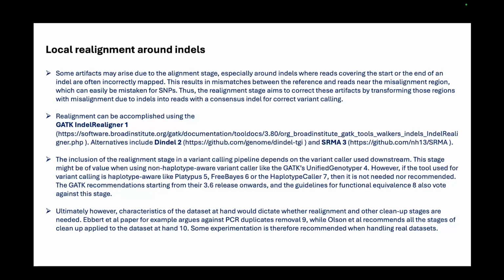For example, the HaplotypeCaller from GATK already has this information encoded within it, so you do not specifically need to do this realignment. In most newer pipelines, you'll see that they are skipping this local realignment step, because the variant caller itself has enough tools to identify these regions.